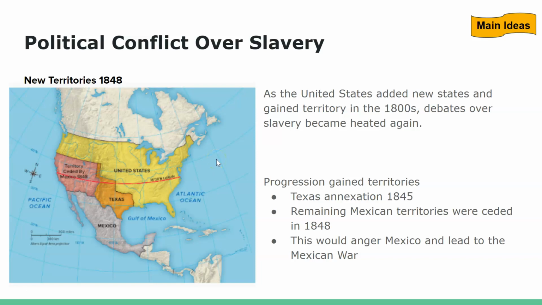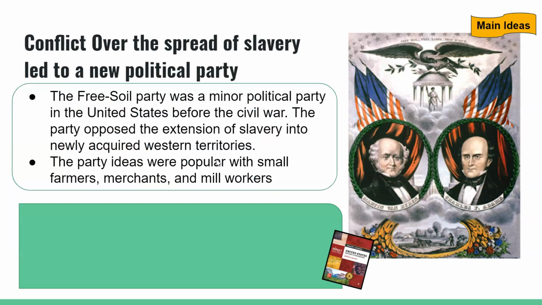A few things that helped fuel the debate against and for slavery was the annexation of Texas and the acquisition of the remaining Mexican territories in 1848. Furthermore, conflict over the spread of slavery would lead to a new political party. The Free Soil Party was a minor political party in the United States that developed before the Civil War. The party was opposed to the extension of slavery into newly acquired territories. The party ideas were popular with small farmers, merchants, and mill workers.